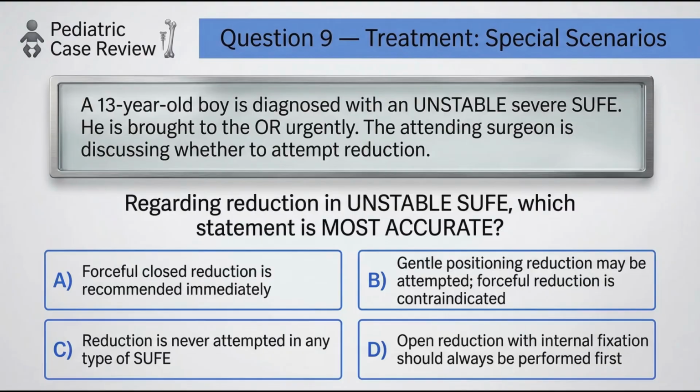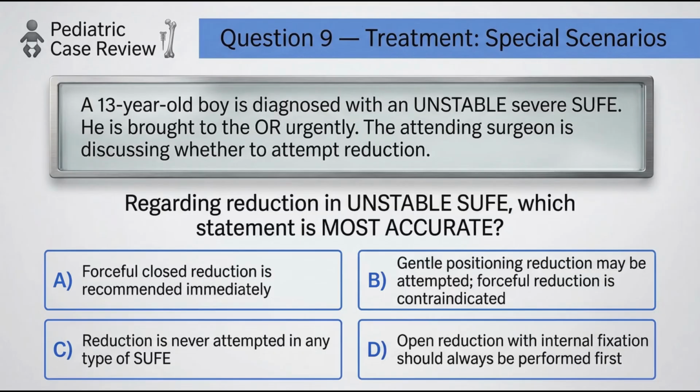Case 9. A 13-year-old boy is diagnosed with an unstable severe slipped upper femoral epiphysis. He is brought to the operating room urgently. The attending surgeon is discussing whether to attempt reduction. Regarding reduction in unstable slipped upper femoral epiphysis, which statement is most accurate?